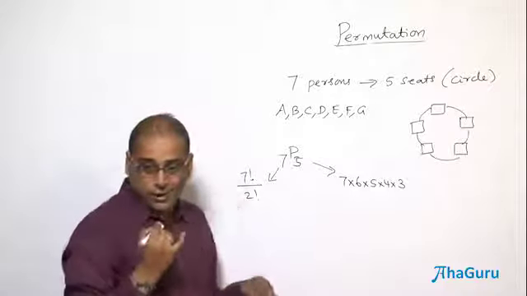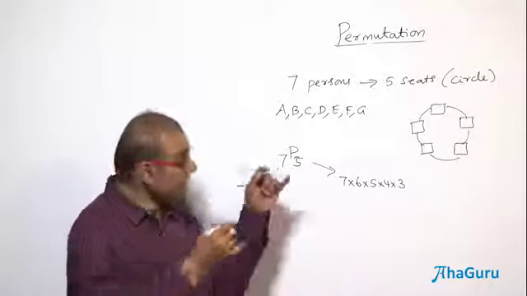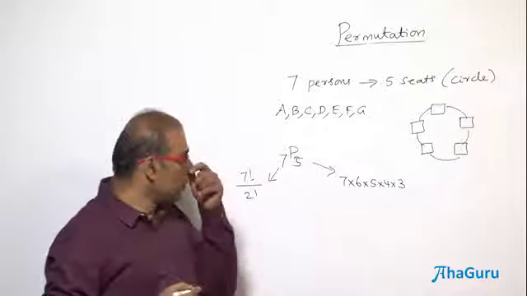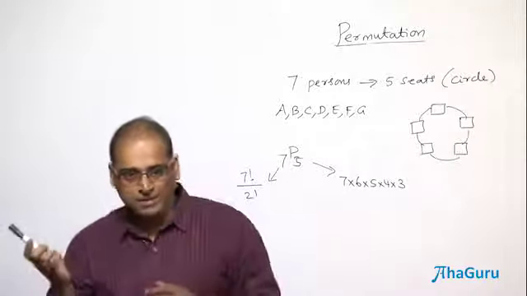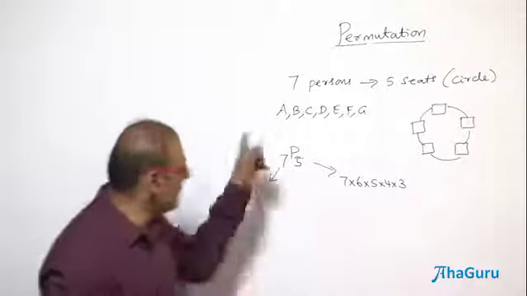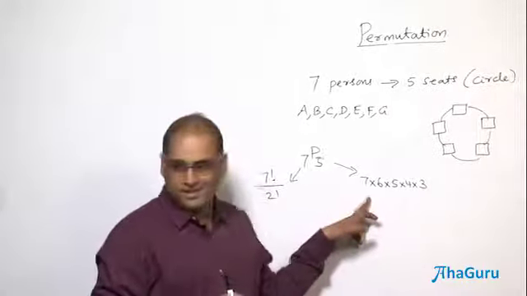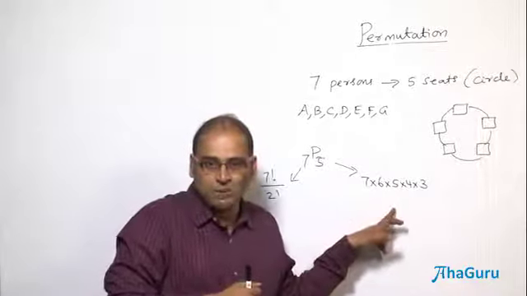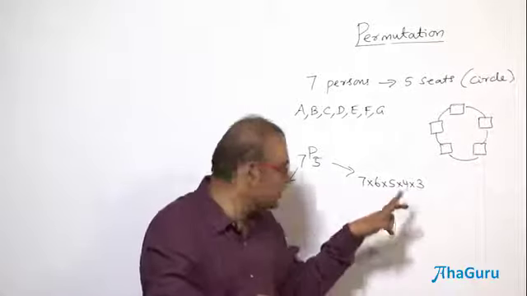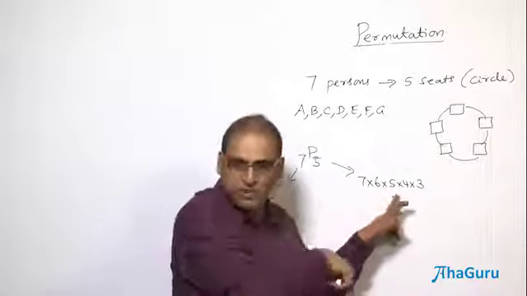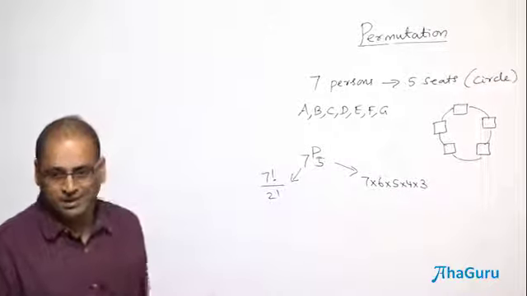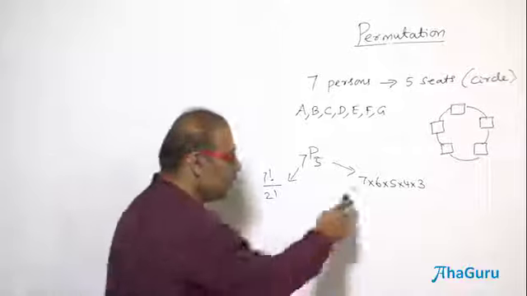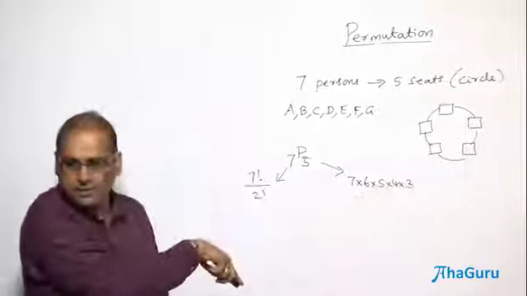And how did you get this? Remember, if you go with the linear 5 seats, seats are less, 5 seats versus 7 persons. So the first seat can be occupied by any one of the 7, in 7 ways. The second seat can be occupied by any one of the remaining 6, in 6 ways. The third seat can be occupied by any one of the remaining 5. Fourth seat, fifth seat, all the seats are occupied. You should not look from person to seat, it will be a problem. You get this, and we already derived that.